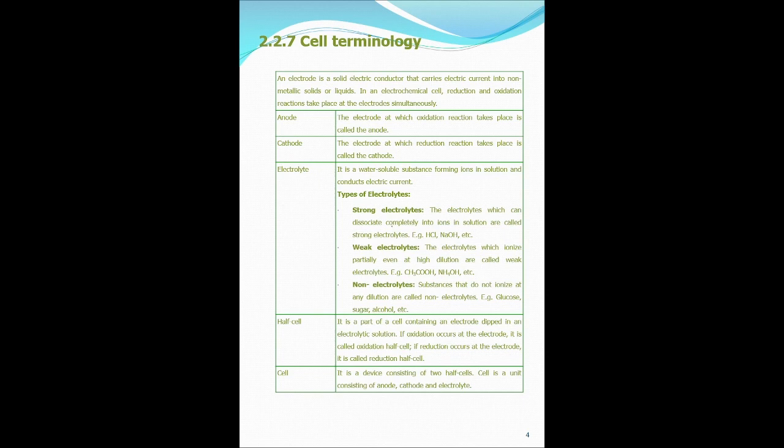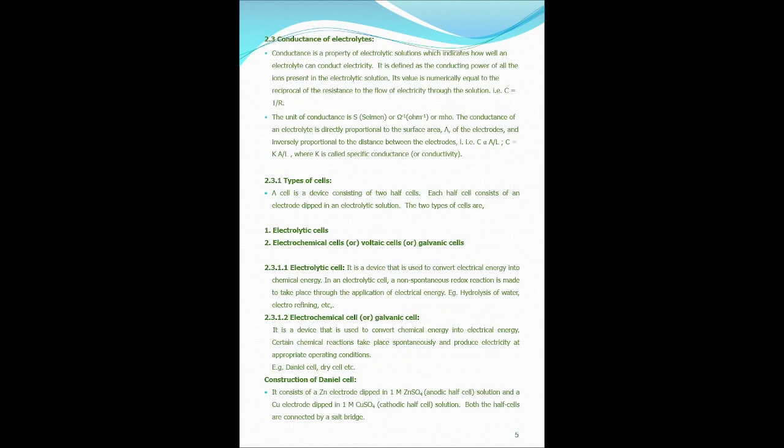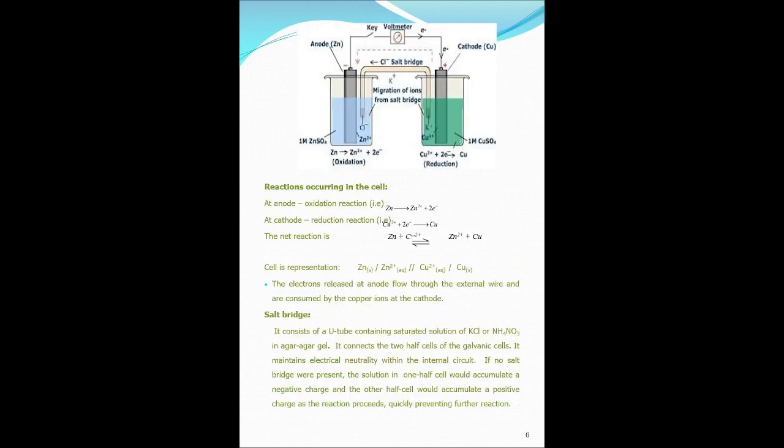And when you talk about the cell terminology involved in the conduction of current by means of a cell or a battery, we have anode, cathode, electrolyte, half cell and a cell. When you talk about this particular cell terminology, a very good example is Daniel cell or galvanic cell. In the figure, you can see two containers.